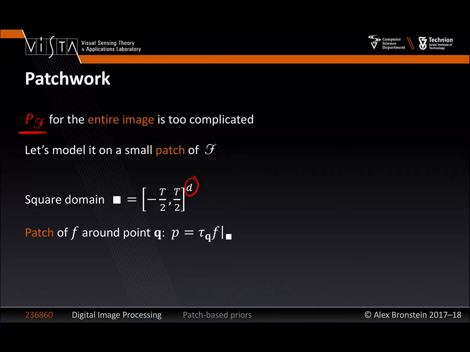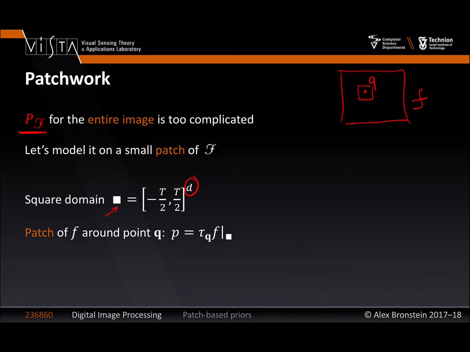Okay, so a patch of f around the point q. Let's say this is my signal f, let's say it's an image, and I have a point q here. A patch around it will be basically a portion of this function restricted to that domain, right? Restricted to a square window, this square window. As you see, it's a square. Shifted, translated to the point q. This window is defined around the origin, so I need to shift it to the point q and then restrict my function just to that window.